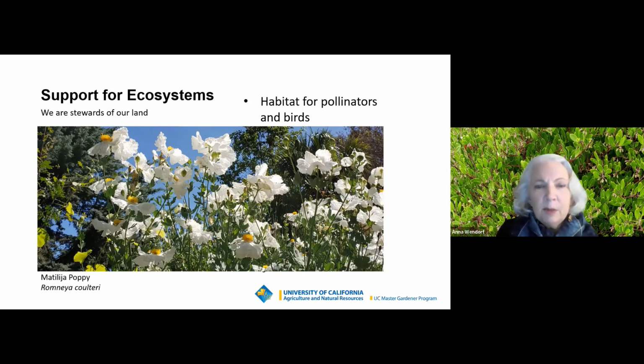One of the reasons that we do put in native plants is to support the ecosystem. We'll talk a little bit more about why the birds are declining and how we need to support them, and the habitat for pollinators, which we've all heard a lot about in recent years. This is a Matilija poppy. It's best in a wilder area, a different part of the yard, maybe not right in the center, but it is a beautiful poppy flower that is beloved by many painters. Absolutely gorgeous plant.